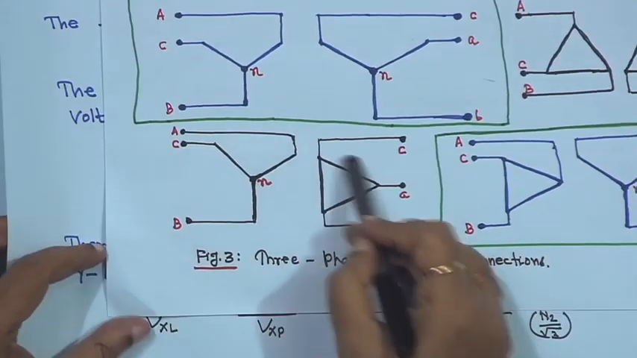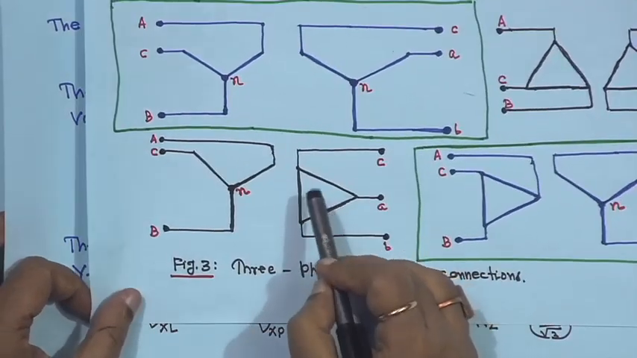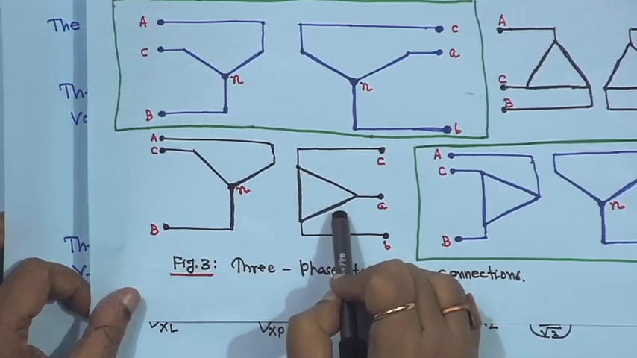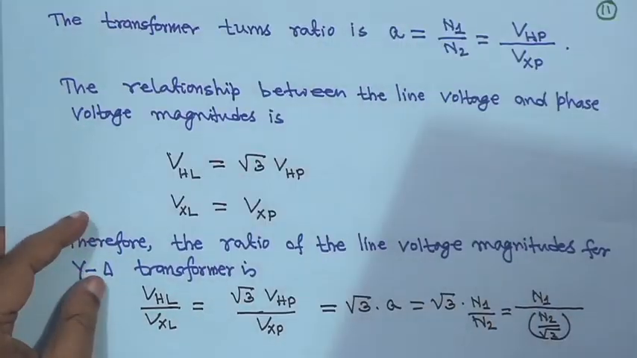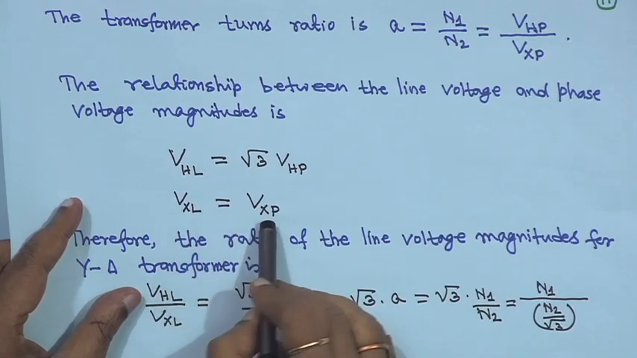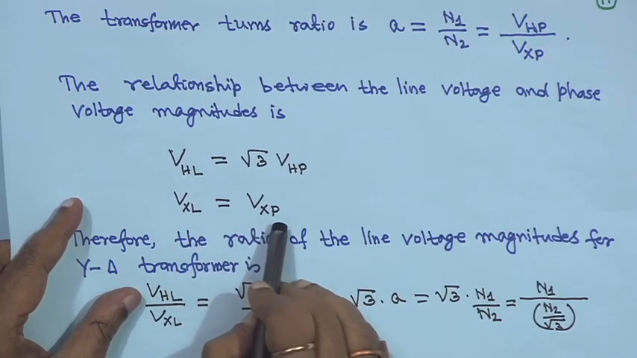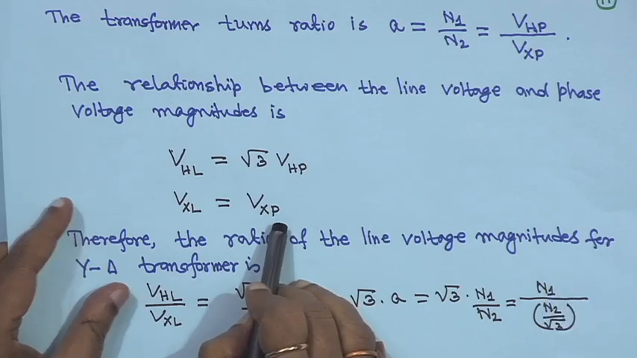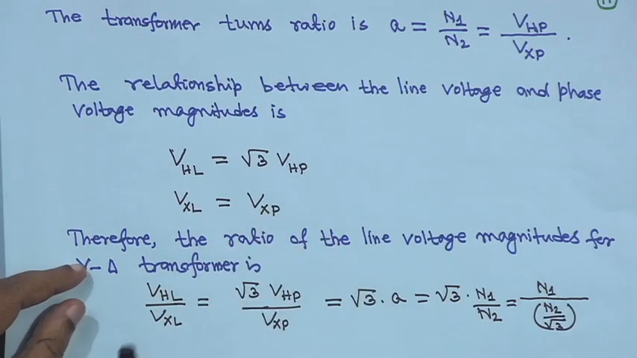This side is the low voltage side. So, it is a delta connection. So, line voltage and phase voltage are both the same, that is why we are writing VXL, the low voltage side line voltage, equal to VXP, where X stands for the low voltage side phase voltage. I think it is now clear to you, right.